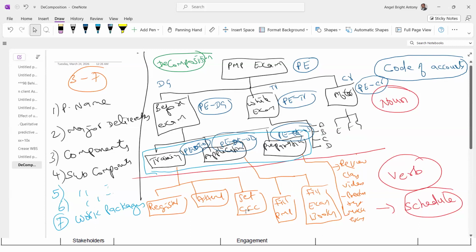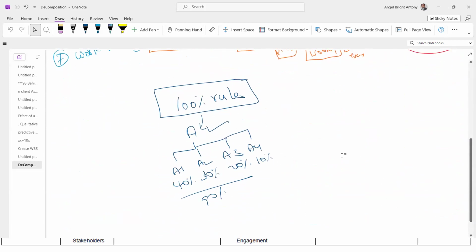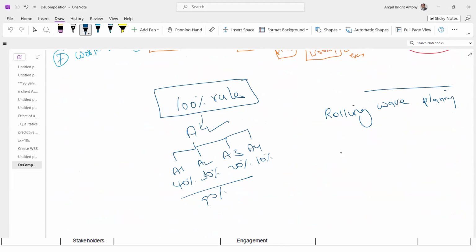This is a further extension of your scope statement. So, in fact, the WBS provides the total scope of the project. Right. Any questions so far? These are the key points you have to know for the examination. Next, something called rolling wave planning. What is rolling wave planning?